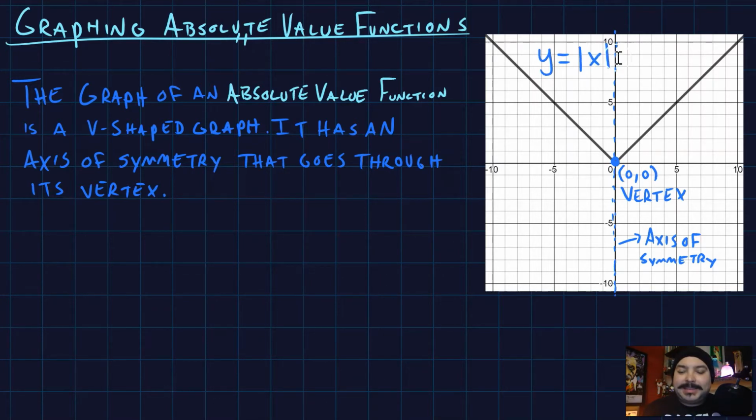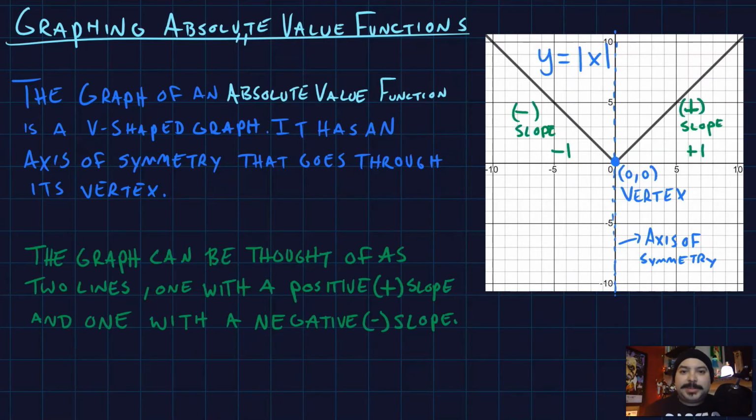It has an axis of symmetry, and this is a vertical line that separates the two symmetric halves of our absolute value function. In this case, they are two lines, and that axis of symmetry passes through what we call the vertex, which is where these two lines meet. In our case, the parent function y is equal to the absolute value of x, our vertex is at 0, 0, otherwise known as the origin, and the axis of symmetry is the y-axis, the line x equals 0.